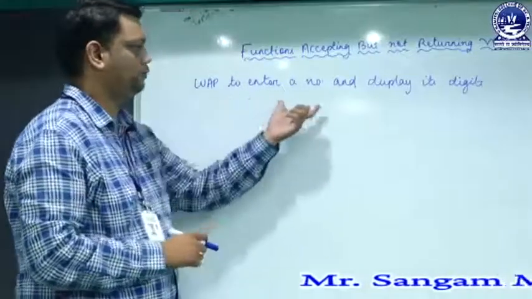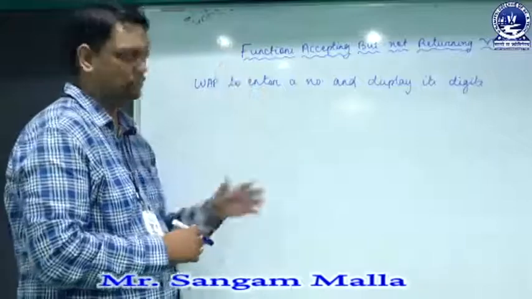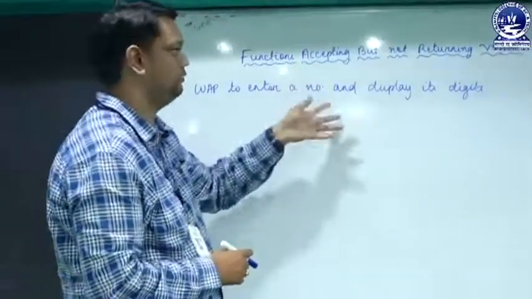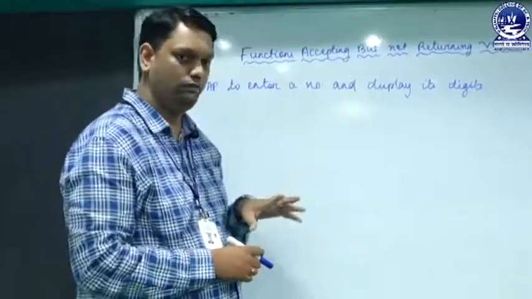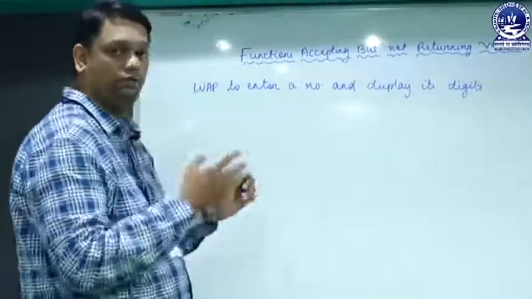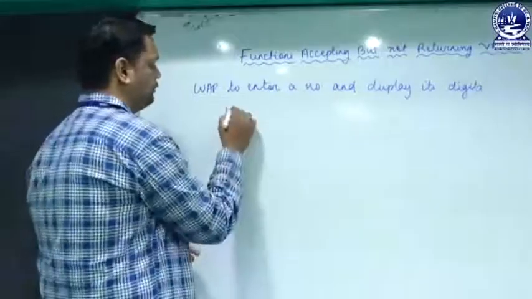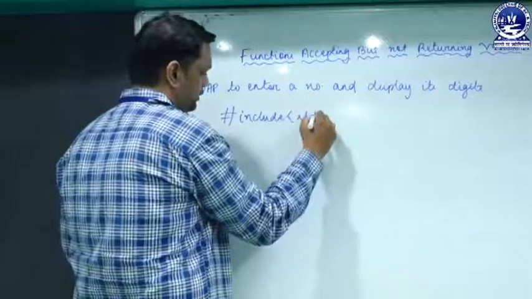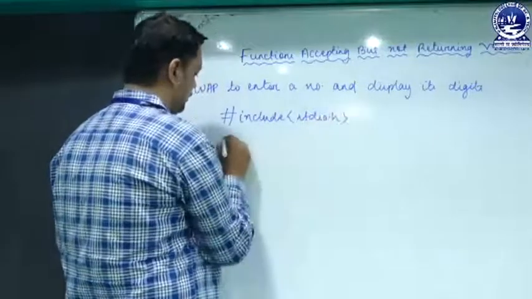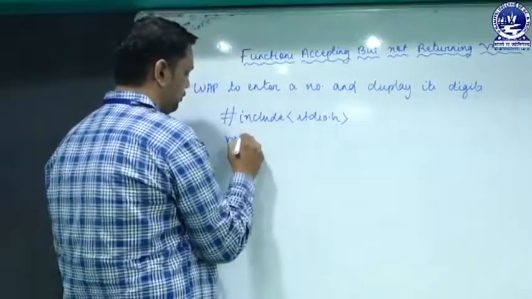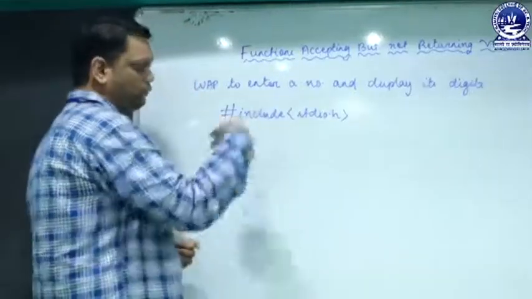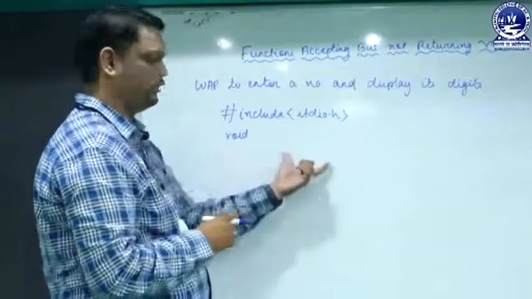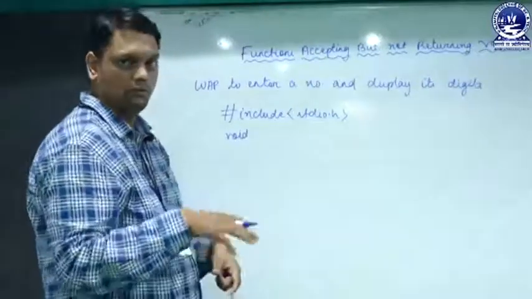We have to enter a number and we have to display its digits, but the condition is that we have to use a special category of function, that is a function accepting the value but not returning any value. So now we will be moving to the program. As we know, the program starts with #include stdio.h, then comes our void main, but as we have discussed, before writing the void main we should declare the function first, then we will move to the main function.